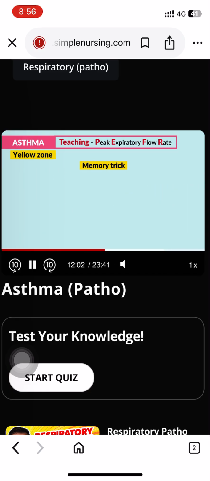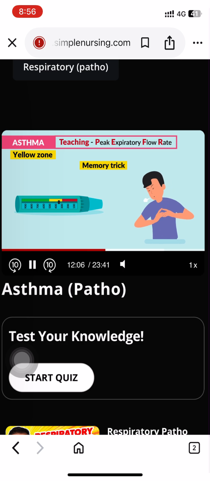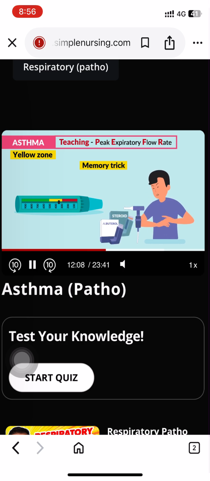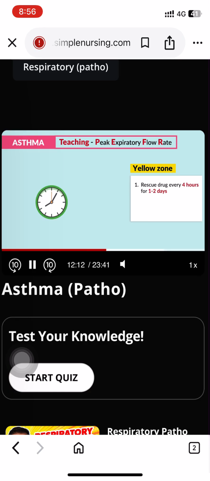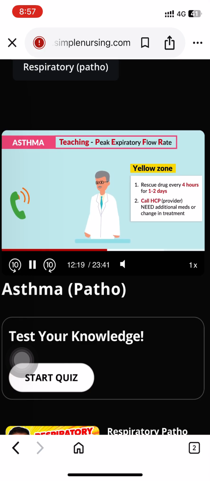So once again, the memory trick. If the score is yellow, we need to mellow out that asthma with additional medication. So write down these key points. Number 1, a rescue drug is used every 4 hours for 1 to 2 days. And number 2, we have to call the HCP provider because we need additional medications or a change in the treatment. Now write that down.